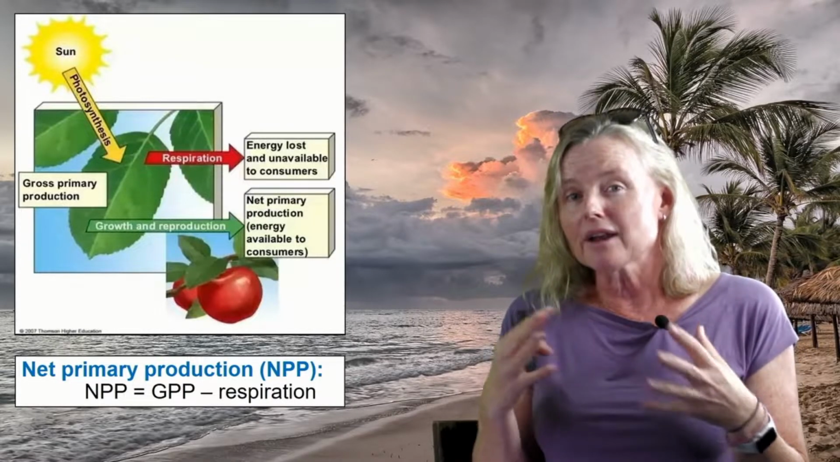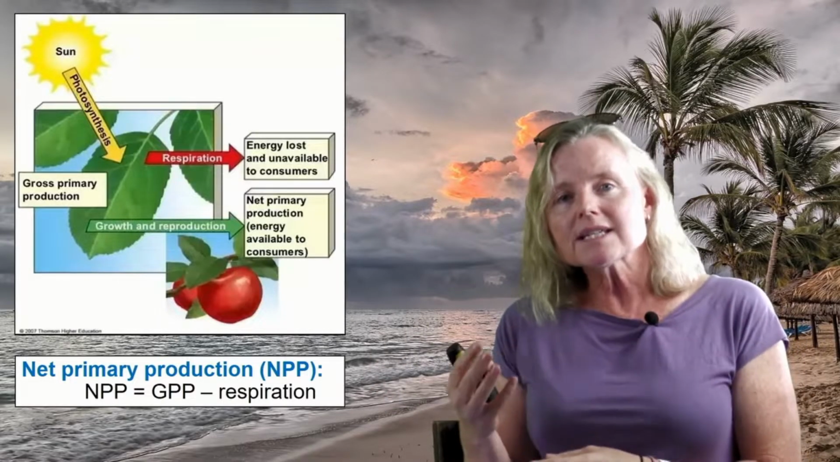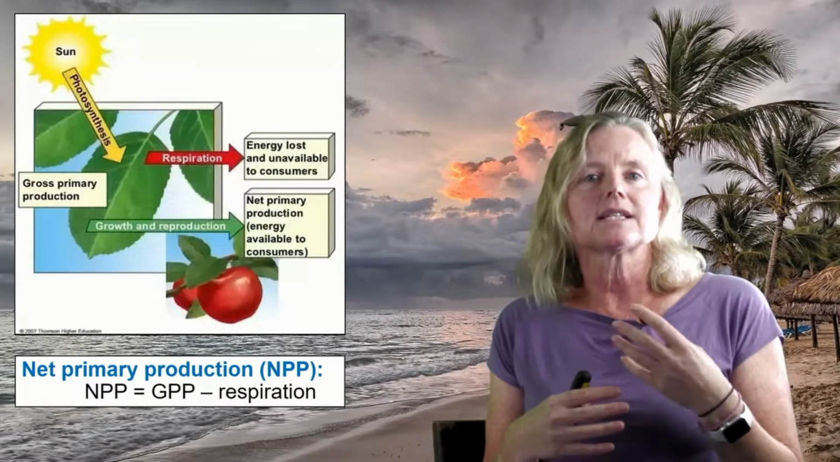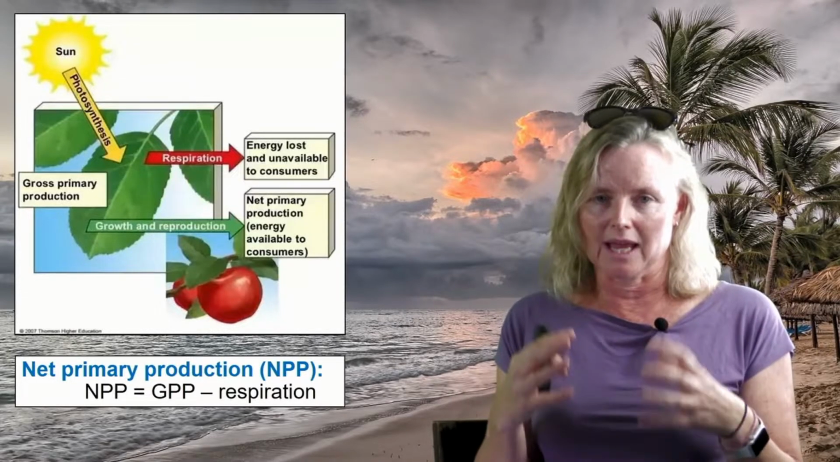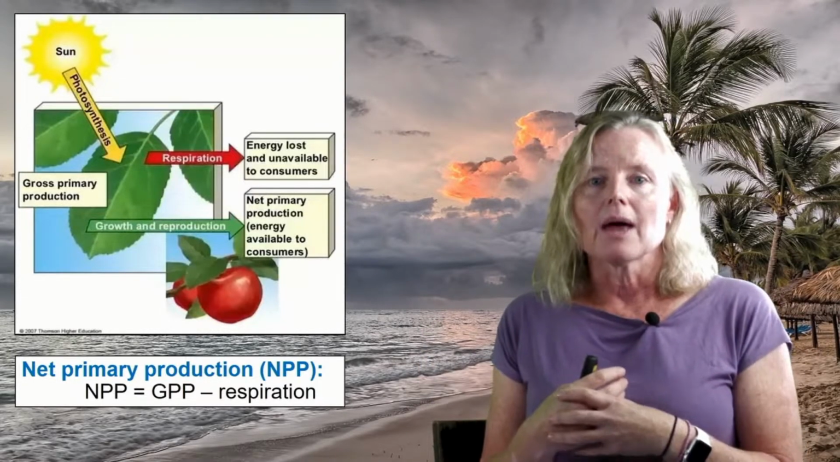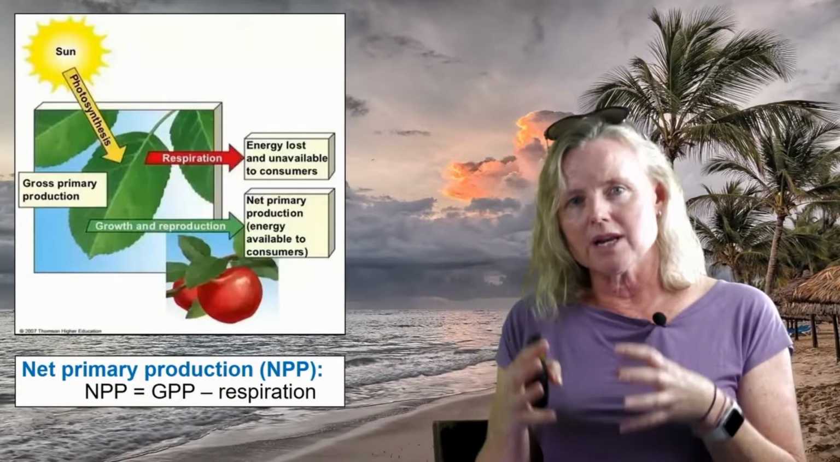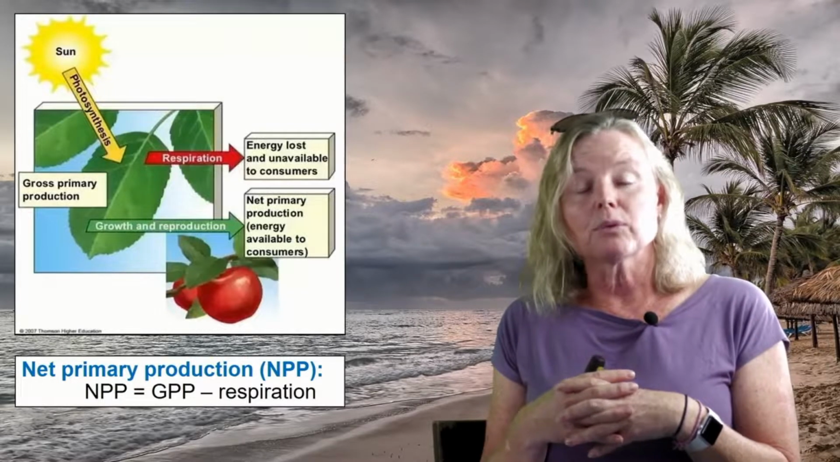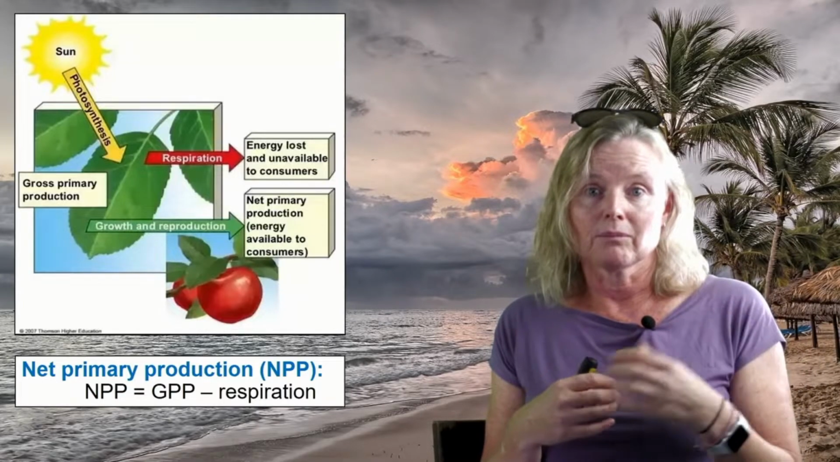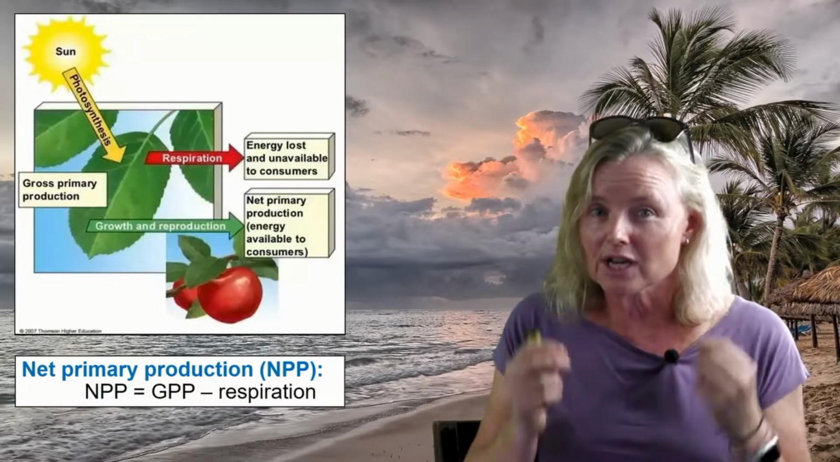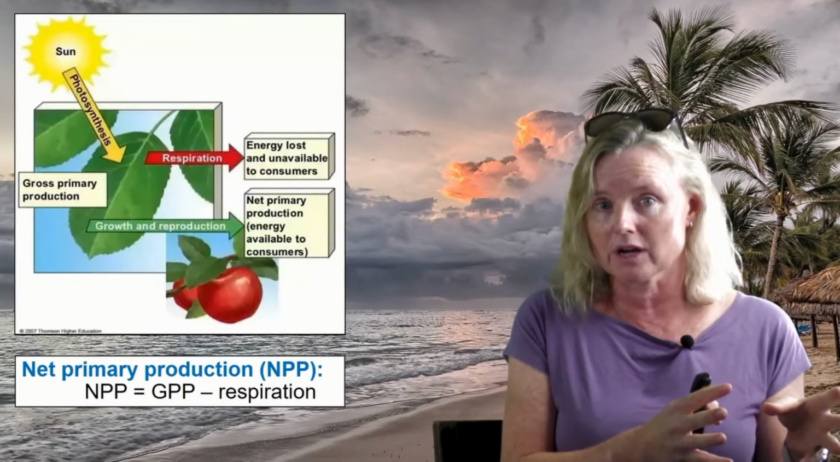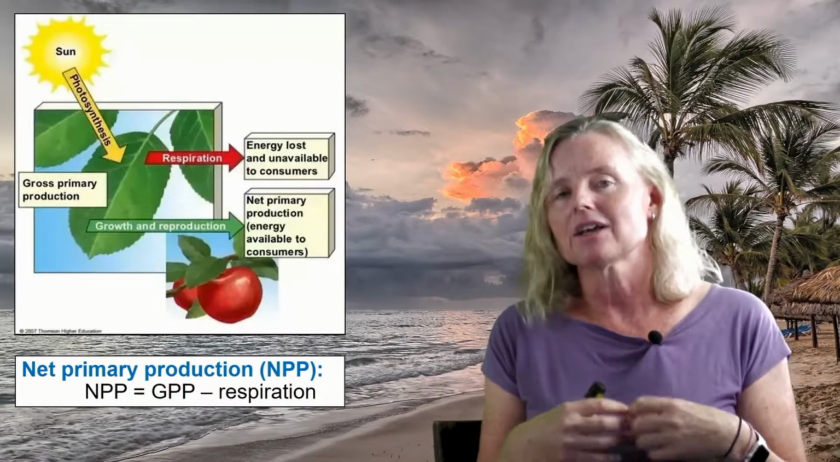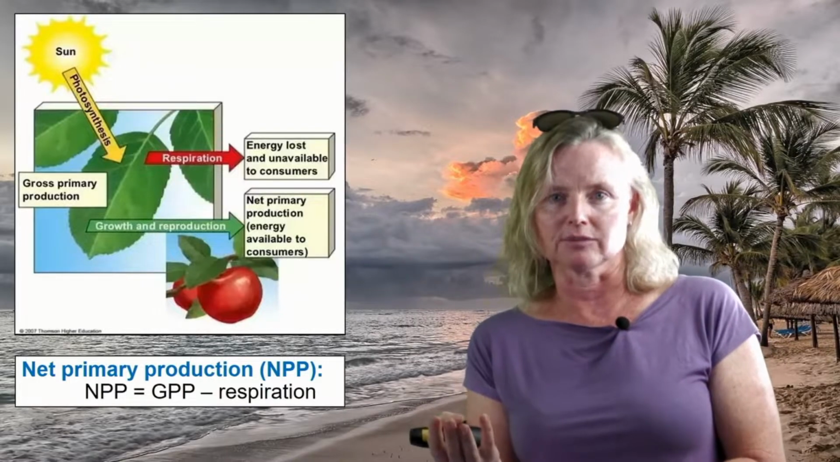And so it becomes unavailable to consumers. The rest then goes on for things such as growth and reproduction, nutrient storage, and defense strategies that the plant has to live with. And that's what becomes known as the net primary production. And it's available to consumers later on the food chain. In other words, the net primary production is equal to the energy that's associated with the gross primary production minus that energy that's lost by respiration.